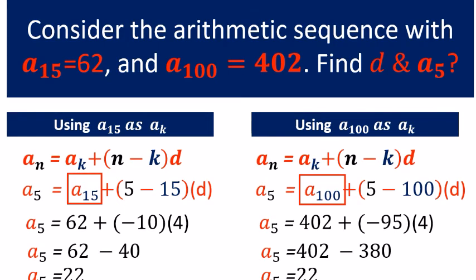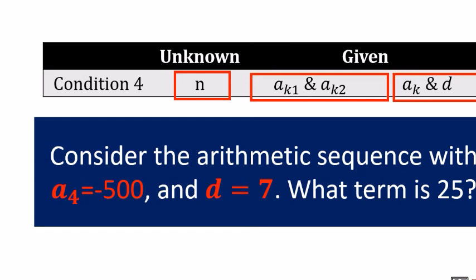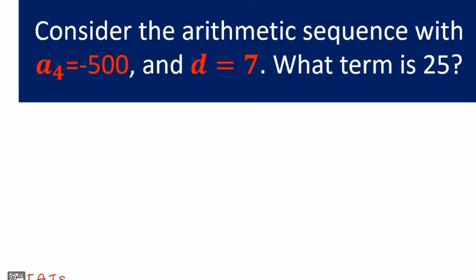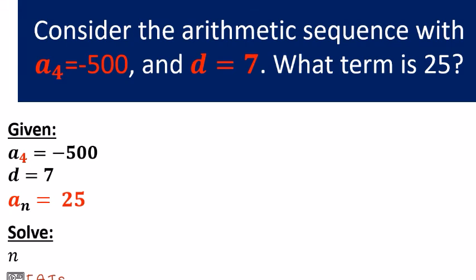Now let's have an example for condition 4, where we have to solve for n and we are given either two terms or a term and a common difference. Consider the arithmetic sequence with a sub 4 equals negative 500 and d equals 7. So what term is 25? In this example, a sub 4 is negative 500, d equals 7, and the value of a sub n is 25. Our objective is to determine what term is 25 in the sequence. Hence, in terms of a variable from the formula, we will look for the value of n.